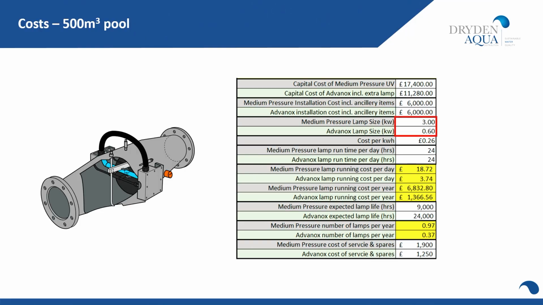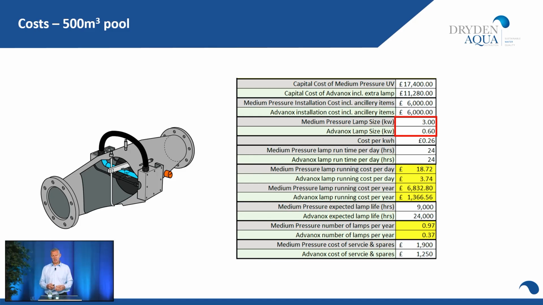The size of the lamp differs between the two. With the medium pressure lamp, we're looking at a 3 kilowatt lamp compared to a 600 watt lamp for the Advanox system. So this really starts to paint a picture of how we're saving energy with this system.